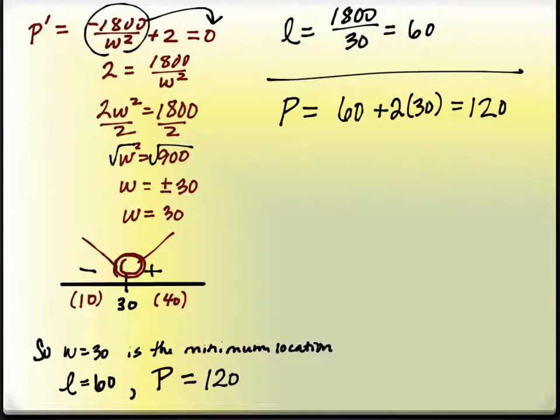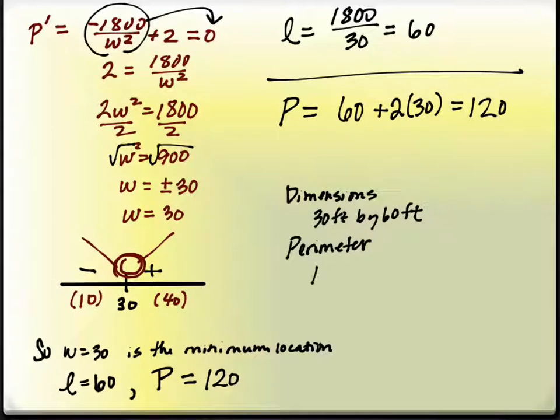And then I need to answer the question with units that make sense. So my dimensions are 30 feet by 60 feet in either order. And the perimeter is 120 feet. Again, it's feet, right? Not area for feet squared. It's just feet.